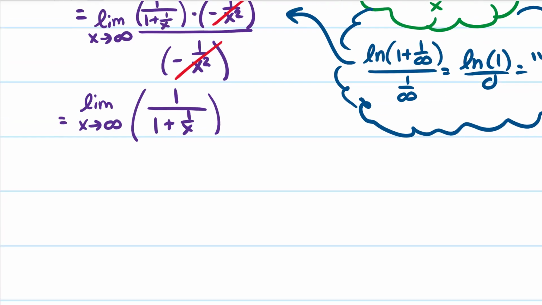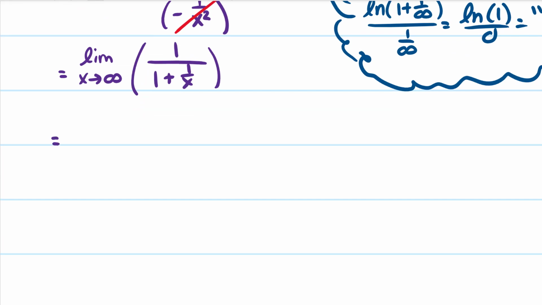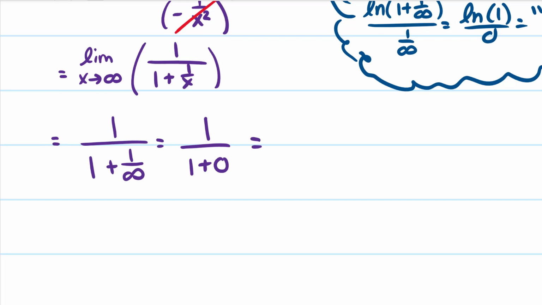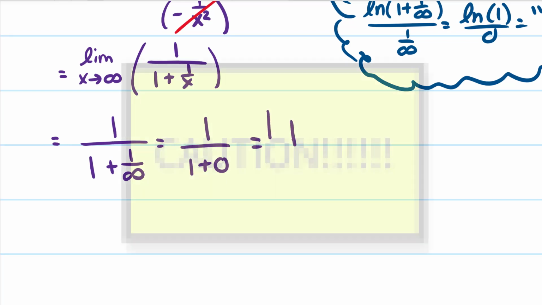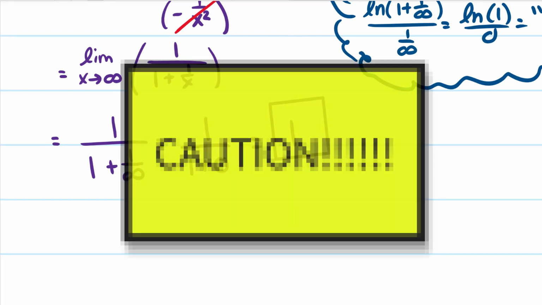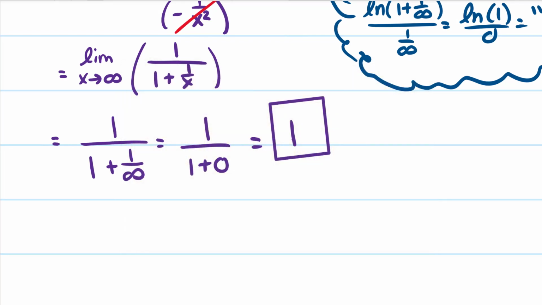At this point, I can go ahead and use my direct substitution. So I get that this is equal to 1 over 1 plus 1 over infinity, which is going to become 1 over 1 plus 0, which is then going to become equal to 1. However, we're not done with this problem, because originally we took the ln of both sides, so we have to finish this off by raising it to the e.